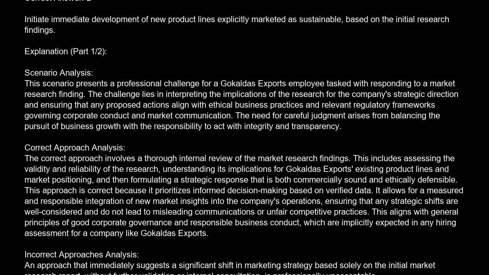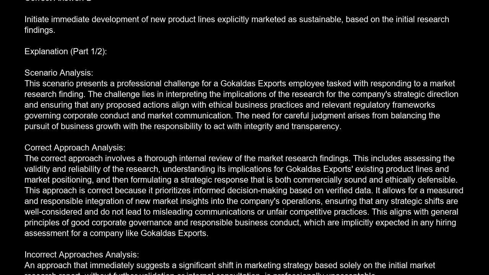The correct answer is D. Initiate immediate development of new product lines explicitly marketed as sustainable, based on the initial research findings. Explanation. Scenario analysis. This scenario presents a professional challenge for a Gokaldas Exports employee tasked with responding to a market research finding. The challenge lies in interpreting the implications of the research for the company's strategic direction, and ensuring that any proposed actions align with ethical business practices and relevant regulatory frameworks governing corporate conduct and market communication. The need for careful judgment arises from balancing the pursuit of business growth with the responsibility to act with integrity and transparency.